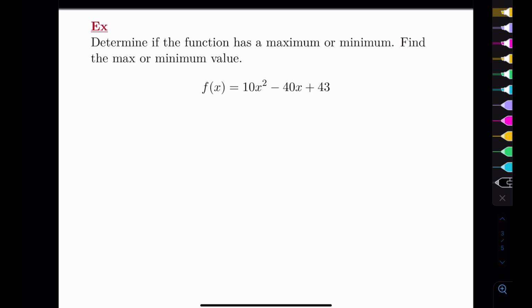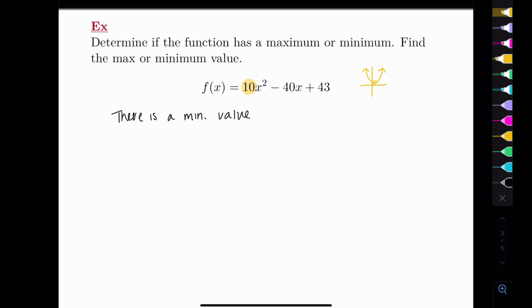So let's take a look at an example. We want to determine if the function has a max or min value, and then we actually want to find the max or min value. And so thinking of this parabola, the value out front is positive. So this is a parabola that opens upward. So because of that, there's going to be a minimum value. Okay. And that minimum value is exactly the y coordinate of the vertex.